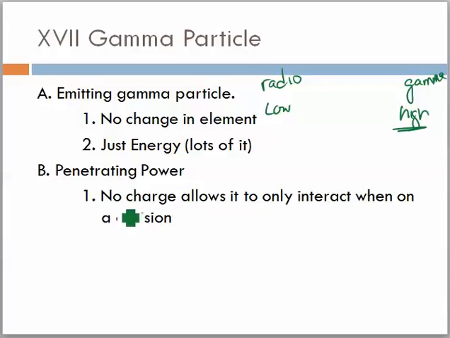Penetrating power. There's no charge, which allows it to only interact when it hits a collision. So gamma rays are going to be taking off and have a lot of penetrating power until they actually run into the nucleus of another particle. Nuclei are very, very small, so a lot of times it's going to go just right through something. So it's not going to hit any nuclei as it travels through.